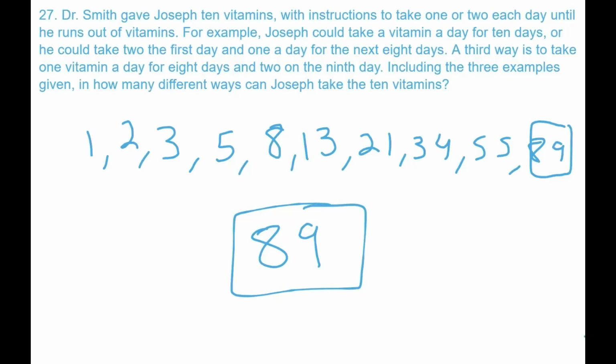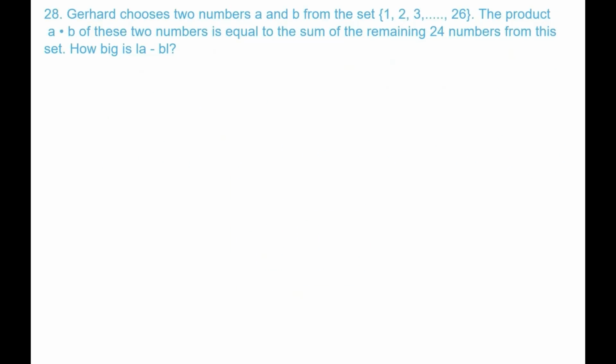Let's move on to problem number 28. Gerard chooses two numbers A and B from the set 1, 2, 3, and all the way to 26. The product A times B of these two numbers is equal to the sum of the remaining 24 numbers from this set. How big is the absolute value of A minus B? The answer to this problem is 6. We now leave it to the viewer to find which two numbers A and B are.